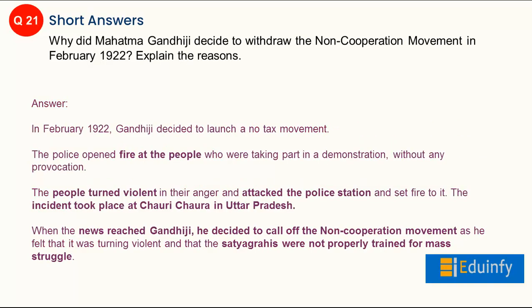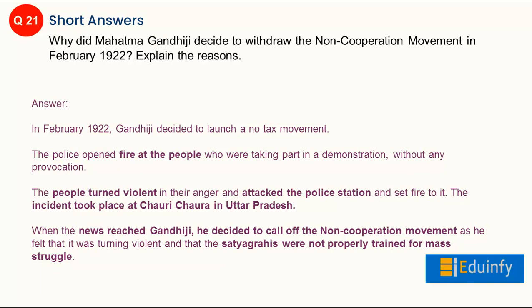Why did Mahatma Gandhi decide to withdraw the non-cooperation movement in February 1922? Explain the reasons. In February 1922, Gandhiji decided to launch a no-tax movement. The police opened fire at the people who were taking part in the demonstration without any provocation. The people turned violent in their anger and attacked the police station and set fire to it. The incident took place at Chauri Chaura in Uttar Pradesh.